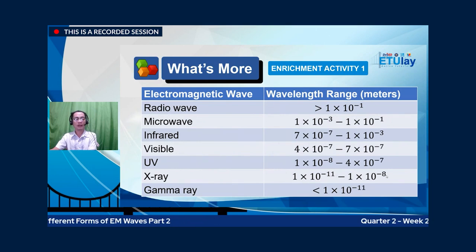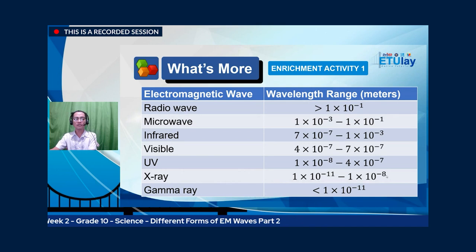Let me read. Electromagnetic wave and wavelength ranges in meters. Radio wave, greater than 1 times 10 to the negative 1. Microwave, 1 times 10 to the negative 3 to 1 times 10 to the negative 1. Infrared, 7 times 10 to the negative 7 to 1 times 10 to the negative 3. Visible light, 4 times 10 to the negative 7 to 7 times 10 to the negative 7. Ultraviolet or UV, 1 times 10 to the negative 8 to 4 times 10 to the negative 7. X-ray, 1 times 10 to the negative 11 to 1 times 10 to the negative 8. And gamma ray, less than 1 times 10 to the negative 11.